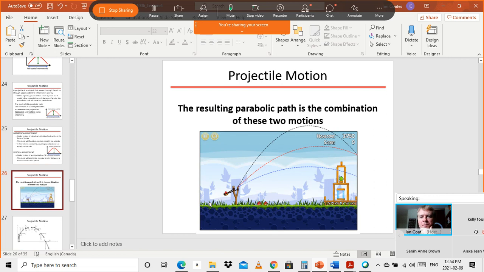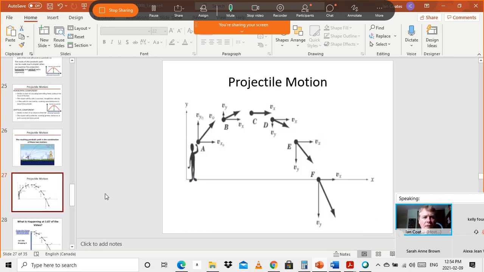So the resulting parabolic path is a combination of these two motions. So you have the vertical and horizontal. So what we've got here now is projectile motion, going back to myself throwing a football. And you have to see here, here's your force, velocity, it's going up here. And you see here, we've actually got vectors indicating what forces are happening on this.